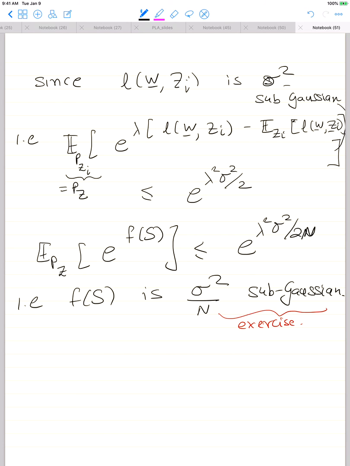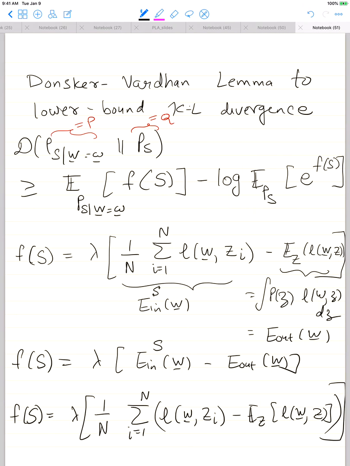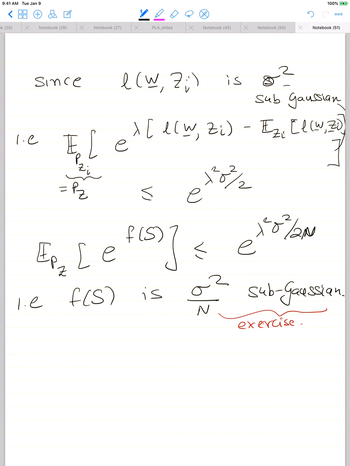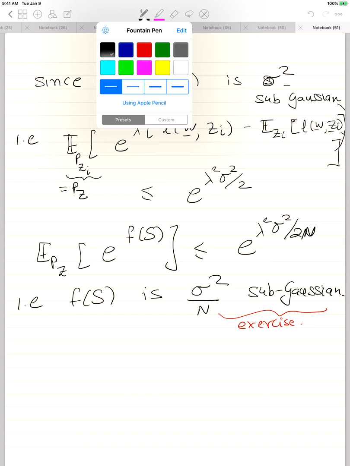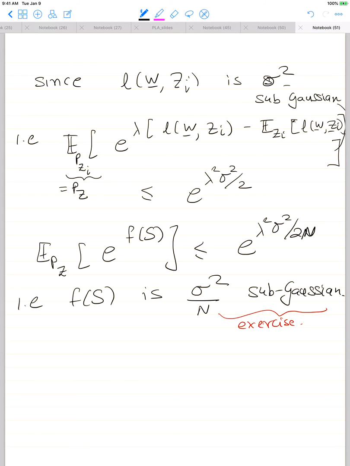Okay. So now we want to apply the Donsker-Varadhan lemma to simplify this quantity. So remember, we have to compute this quantity, and I can also replace this Pz by Ps, because S is just IID. It consists of n IID copies of Pz. So I'm just going to write it as Ps to be fair.